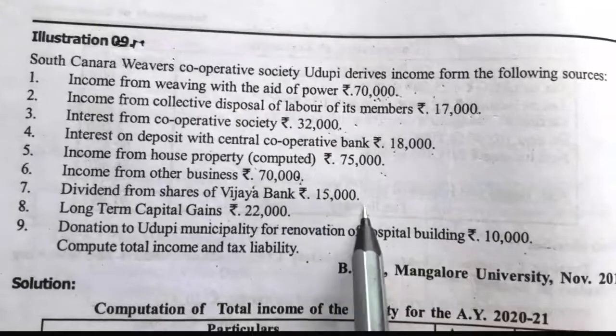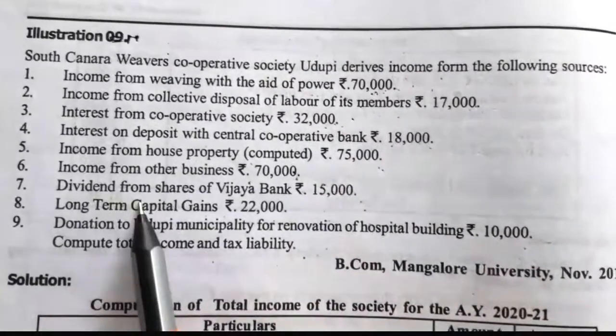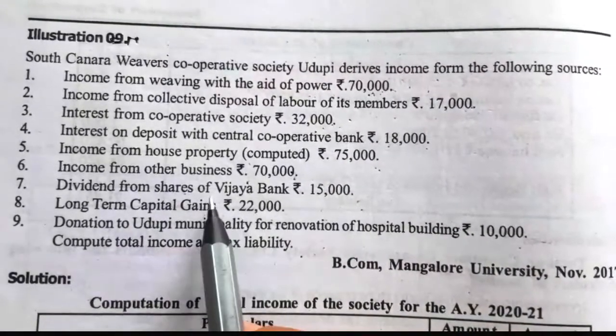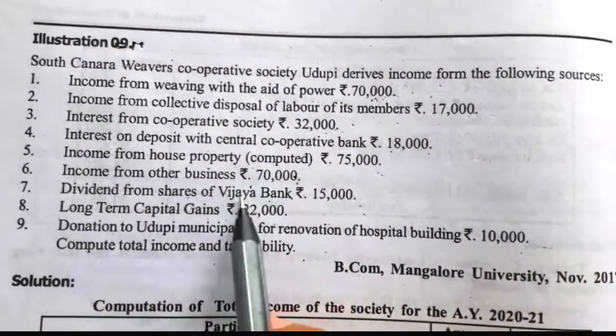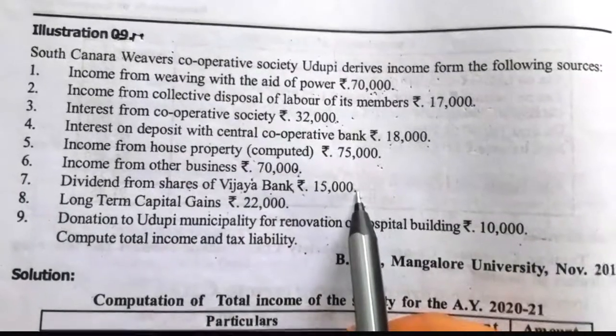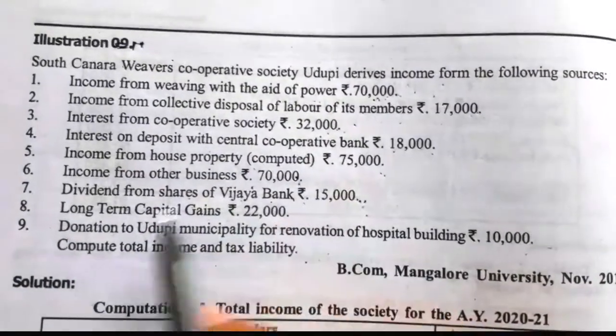Dividend from shares of Vijaya Bank, 15,000. The dividend income is income from other sources, so we have to take it under the head income from other sources. Because here the dividend is from shares of Vijaya Bank, an Indian bank, the amount we have to write as exempt, but no deduction can be claimed.